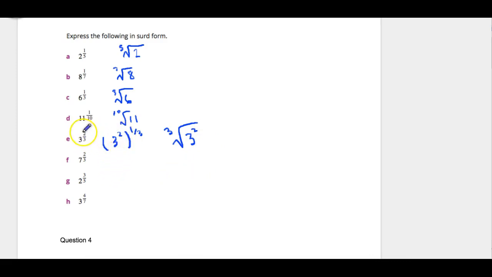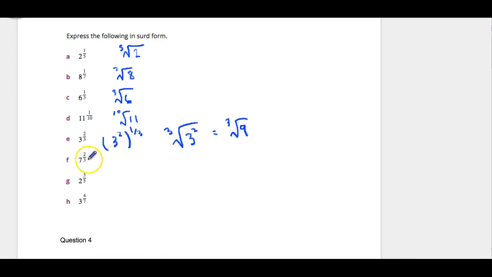So I've had to separate this fraction into the 2 and the third. When we multiply them, I still get 2/3, but this just enables me to see what root I'm taking. So I'm taking the cube root of 3 squared, and 3 squared is 9. So we can write it like that as well.